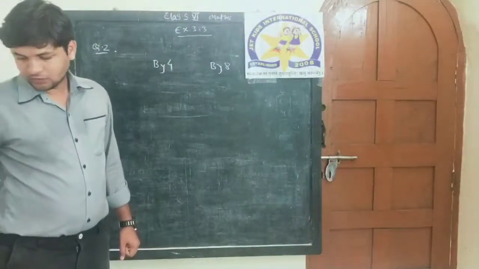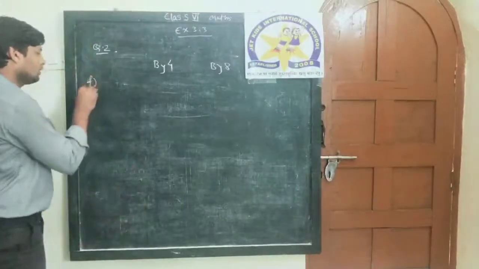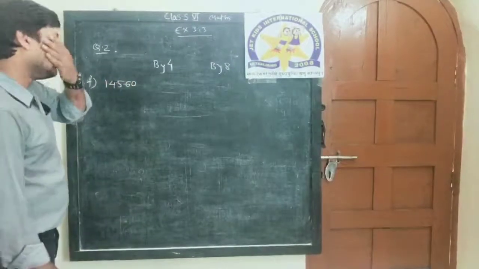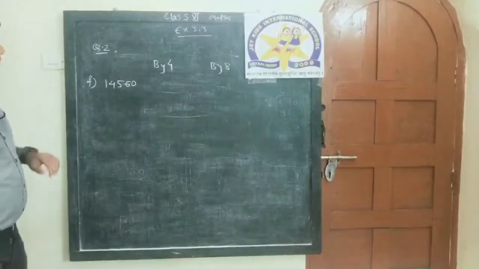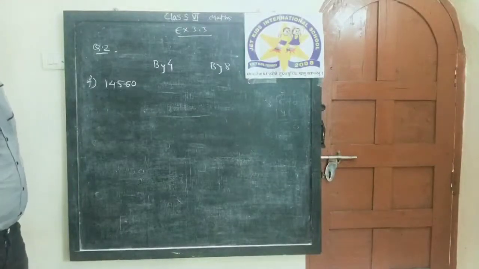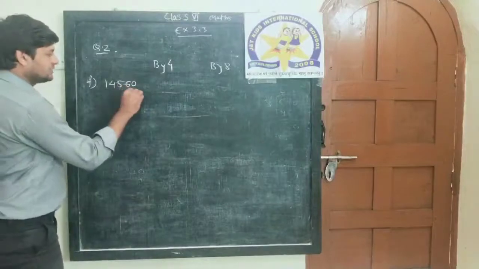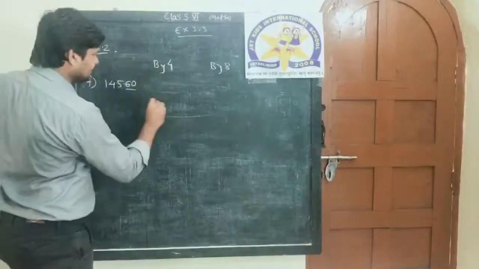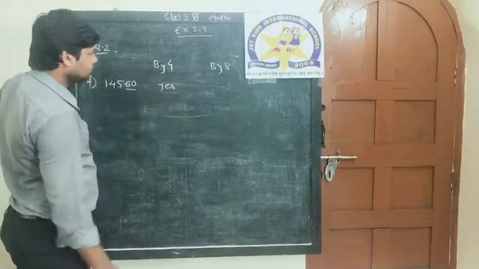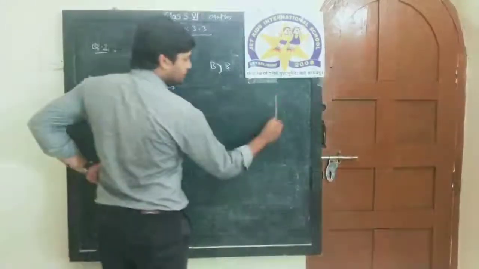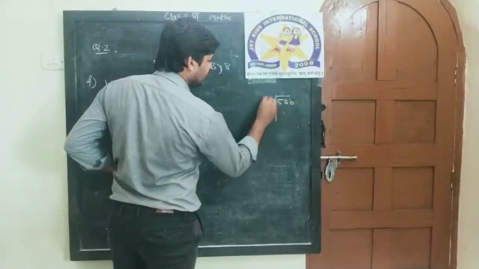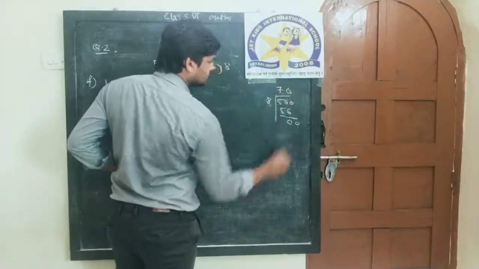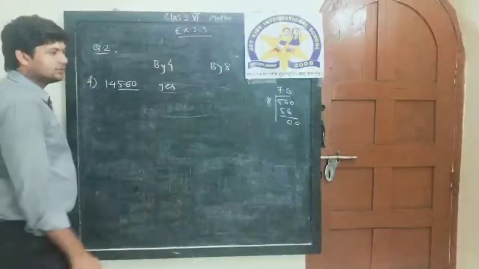Yeah, F is 14560. Clear? Now, how to do it? Here we have 60. Is it divisible by 4? Yes, 15 4s are 60. Yes, it is divisible by 4. But 560, now I am dividing 560 by 8. 8 7s are 560. Right? Yes, it is also divisible by 8.